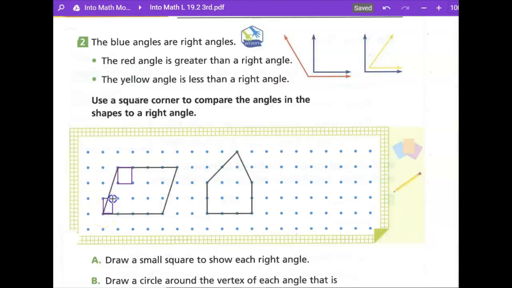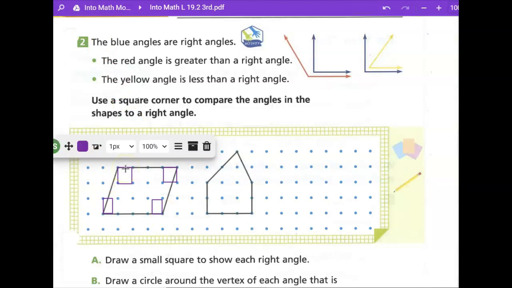Lay your little square corner in there and see if you can find a right angle in here. Okay, so here in the classroom, they're taking their paper and checking this. I drew my little square boxes, and I found out in the first closed shape, there are no right angles. And then somebody said, how do you know if the angle's greater or less than? Well, in this right here, this part of the angle sticks out past our right angle. So this one is greater than.